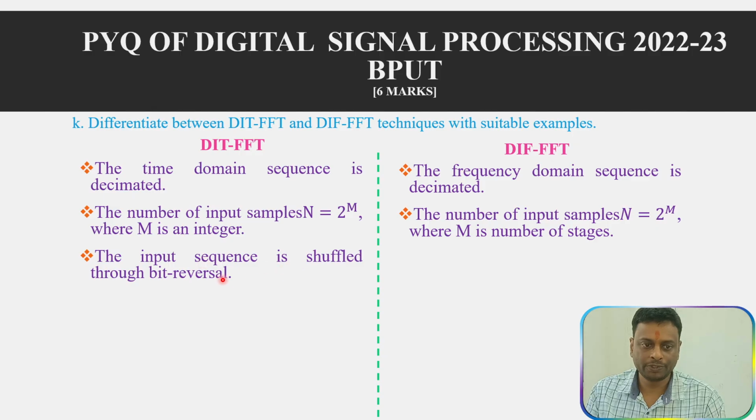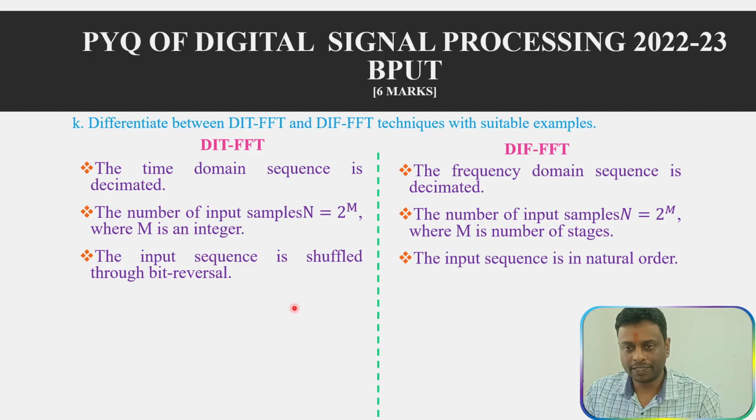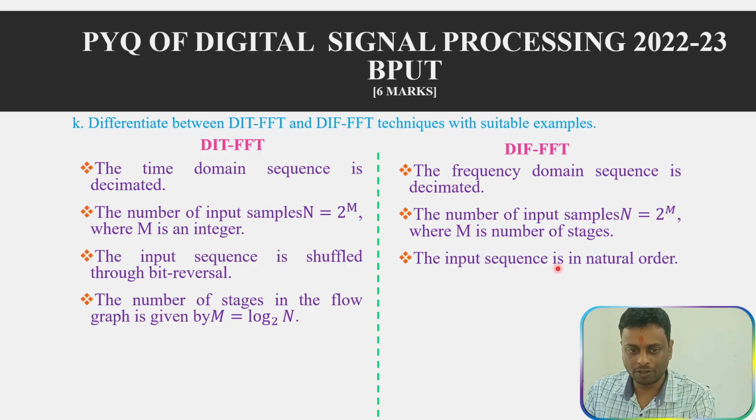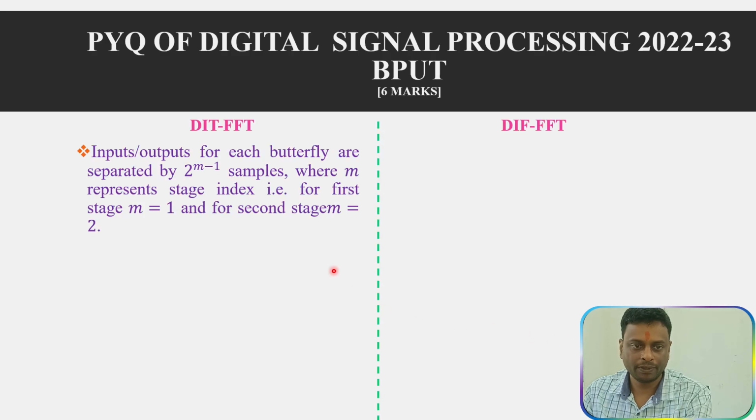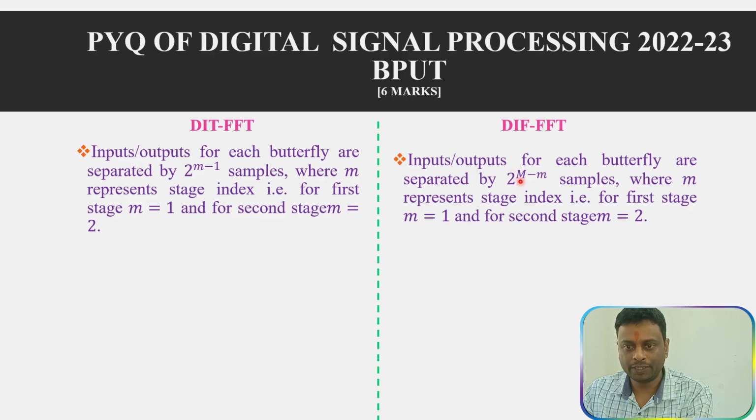In DIT FFT, the input sequence is shuffled in bit reversal order, but in DIF FFT, the input sequence is in natural order. The number of stages in the butterfly or flow graph is m equal to log base 2 of N, the same in both. Each stage consists of N by 2 butterflies in both cases. In DIT FFT, the input and output of each butterfly are separated by 2 to the power m minus 1 samples, where m is the stage index. In DIF FFT, the input and output of each butterfly are separated by 2 to the power of (v minus m) samples, where m is the stage index.